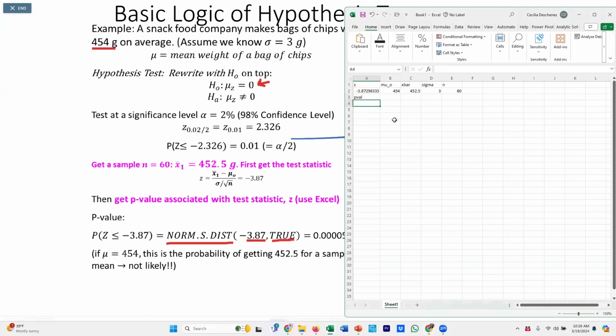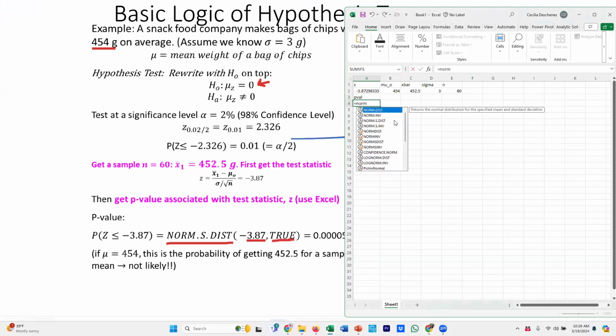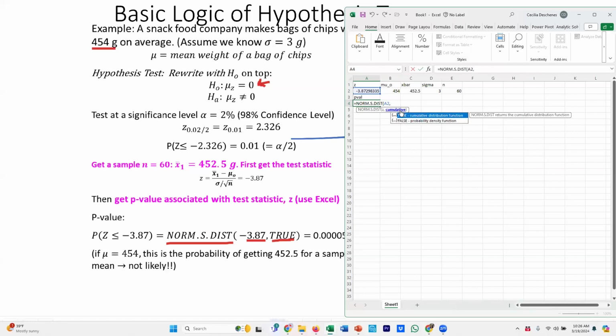So the p-value here would equal NORM.S.DIST, and it wants the z. So I'm going to click on the z, and then I'm going to put a comma, and then it wants to know, do I want cumulative or not? I think if I back up, it'll give it, yeah. So I want cumulative distribution. So I'll say true. And from that, I get 5.37556E-05.